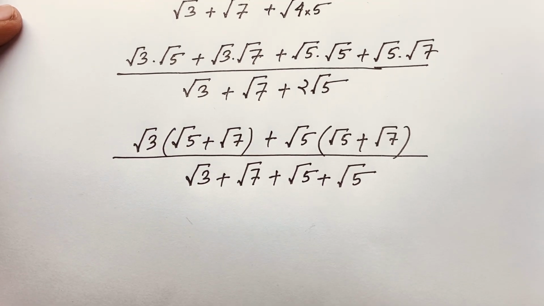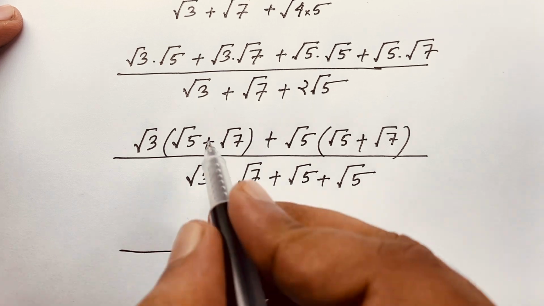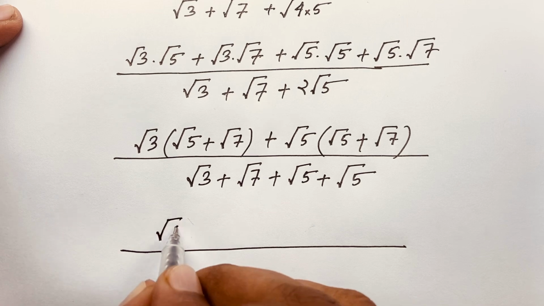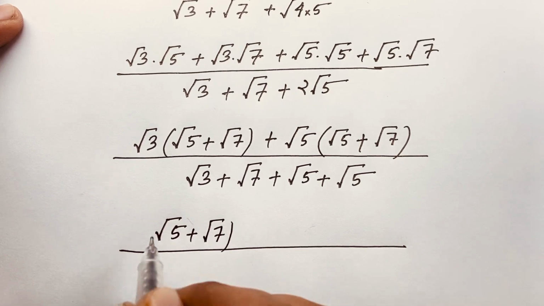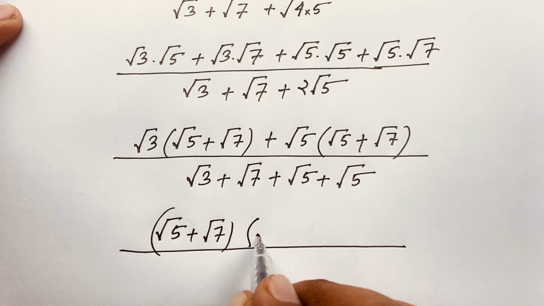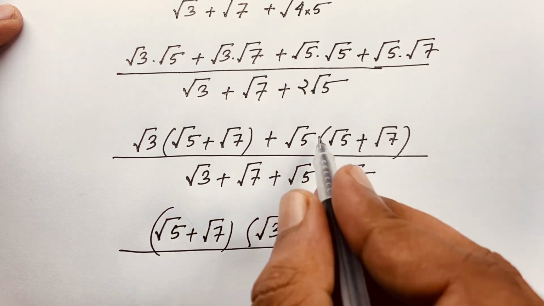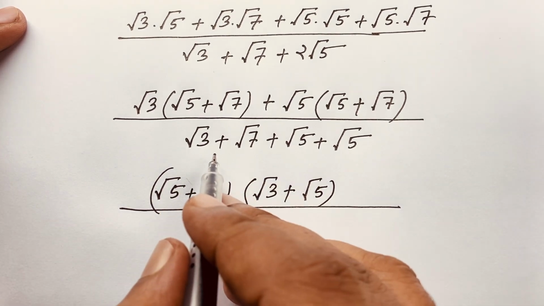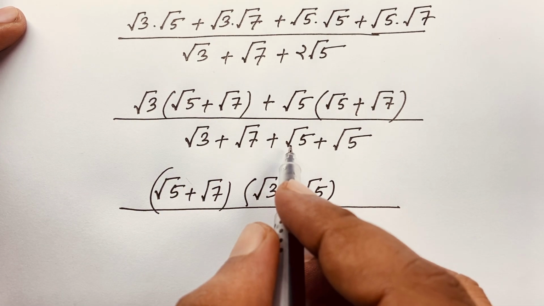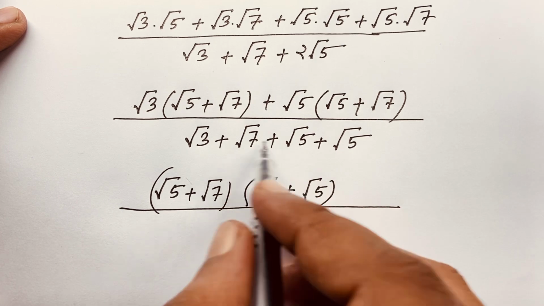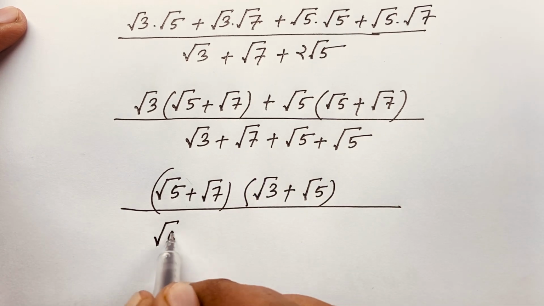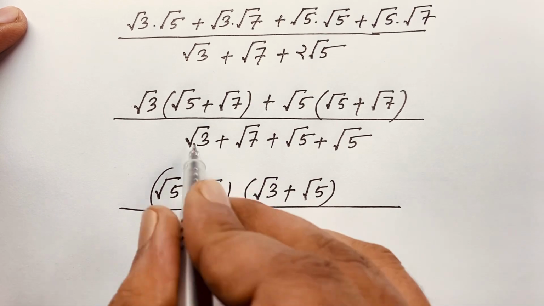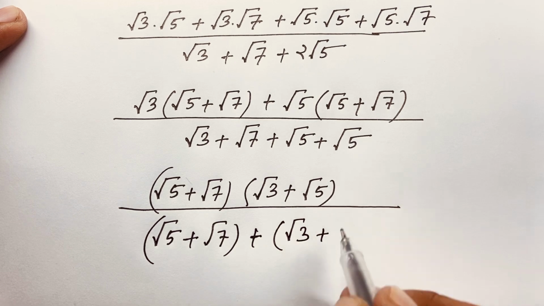Now in this case I can see here square root 5 plus square root 7 is common, here is the same, so it will be square root 5 plus square root 7. So this divided by this, it will be square root 3 plus this divided by this, square root 5, over, and here you can see easily it will be square root 5 plus square root 7. I take this value here, it will be square root 5 plus square root 7 plus, and in this expression you can see it will be square root 3 plus square root 5.